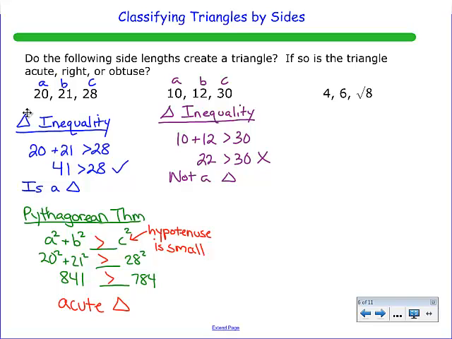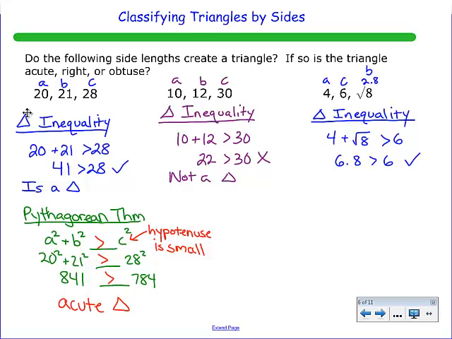All right, last one. 4, 6, and square root of 8. What is the largest of these? Well, square root of 8 is 2.8. So it appears to me that 6 is going to be my C, and we'll call 4 A and square root of 8 B. First thing we want to do is triangle inequality. So is 4 plus square root of 8 bigger than 6? Well, 4 plus square root of 8 is approximately 6.8, so that is true. So this is a triangle.